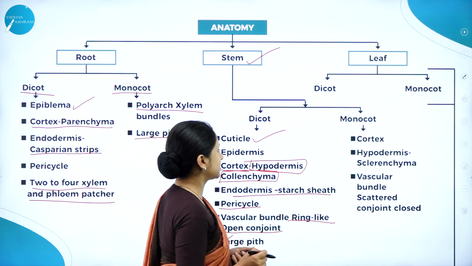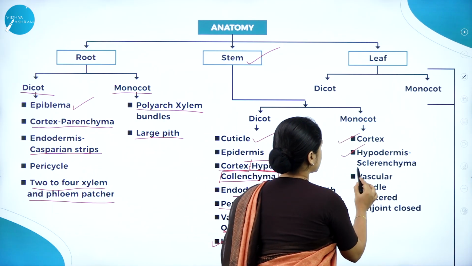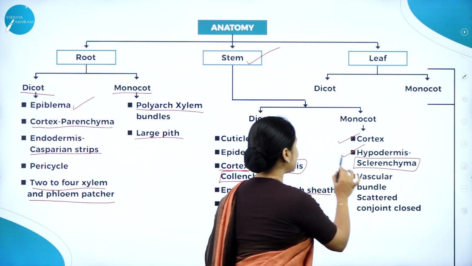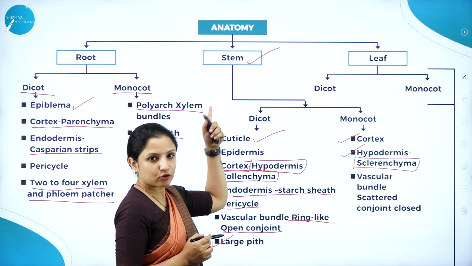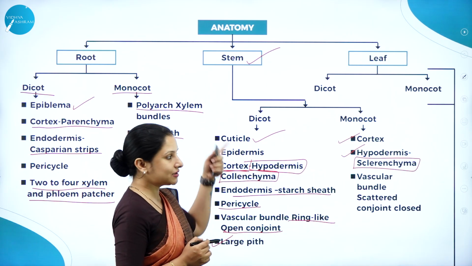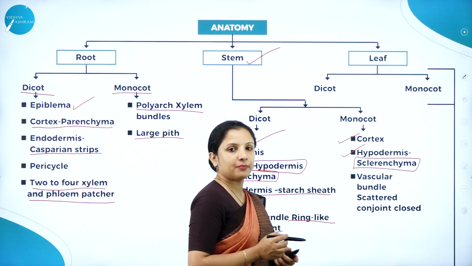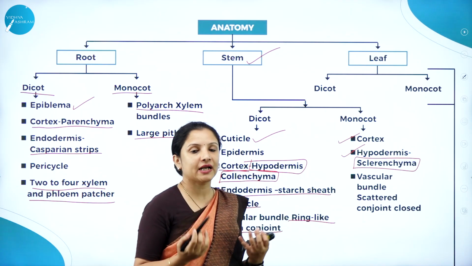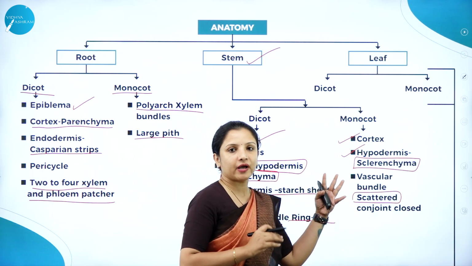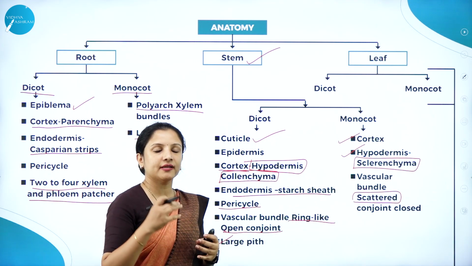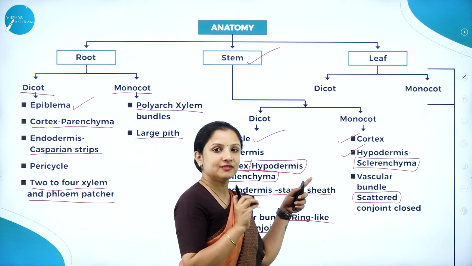Now moving to monocot stem, they have the cortex, and below the cortex here also we call it hypodermis, but the hypodermis is made up of sclerenchyma cells, whereas the hypodermis of the dicot stem is made up of collenchyma cells. The vascular bundles are present, but they do not have a radial arrangement; the vascular bundles here are quite scattered, wherein the larger ones are towards the center and the smaller ones are towards the periphery. So towards the pith, the vascular bundles are larger.